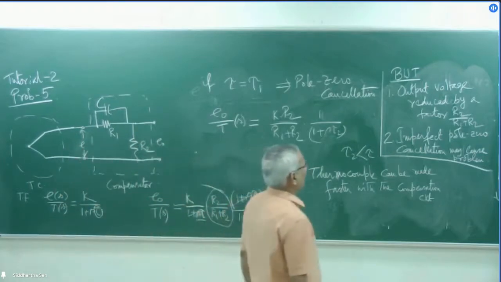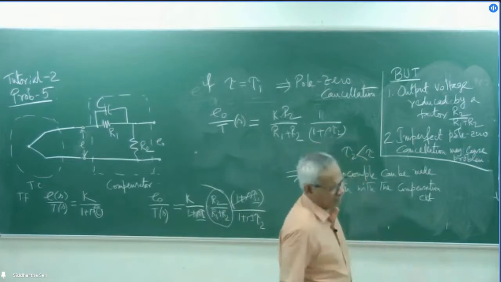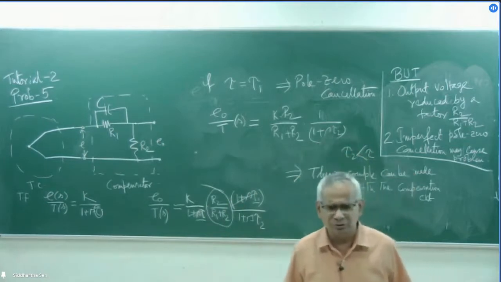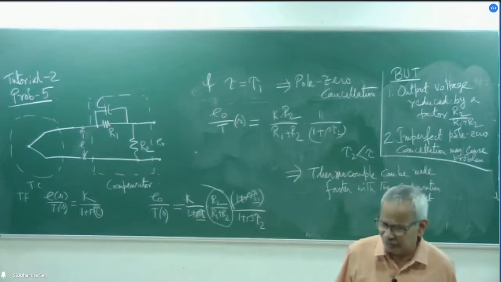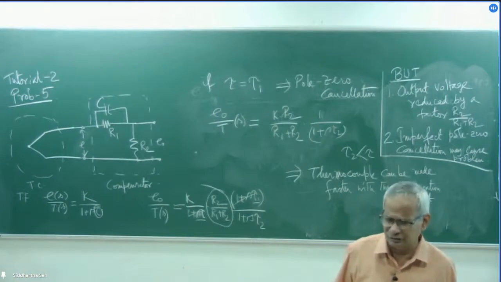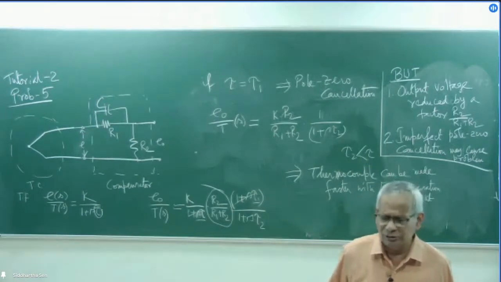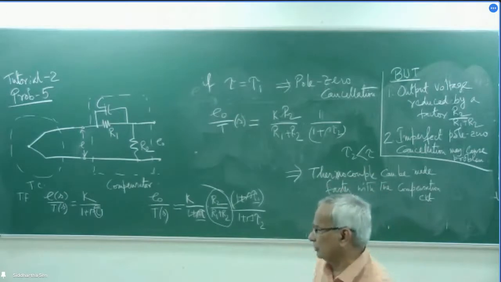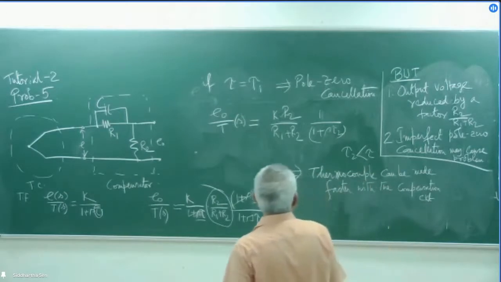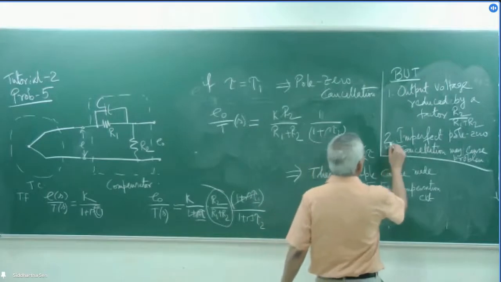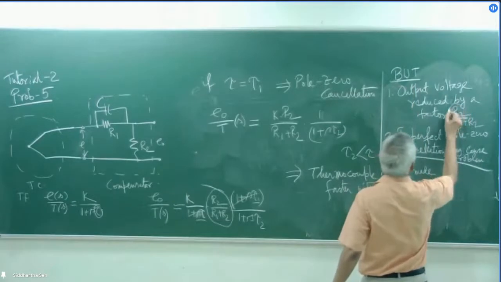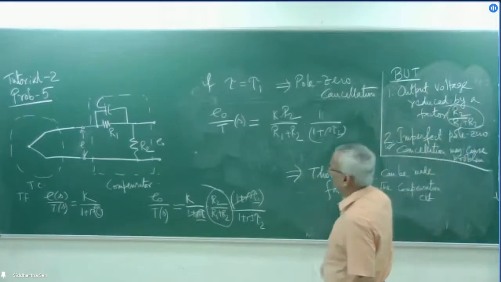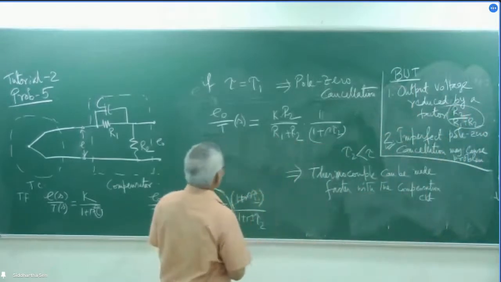So this is a very important one. Wherever you do the compensation in control systems by pole-zero cancellation, there is always some risk of imperfect pole-zero cancellation, and that may deteriorate the time constant even there. So I must say that we must be careful. And the second one is that you are getting the signal attenuated.